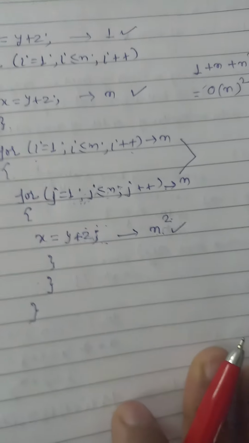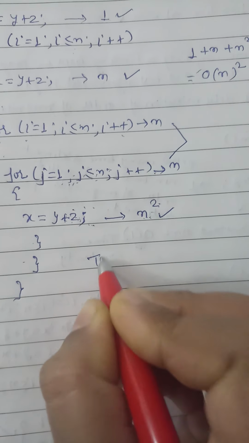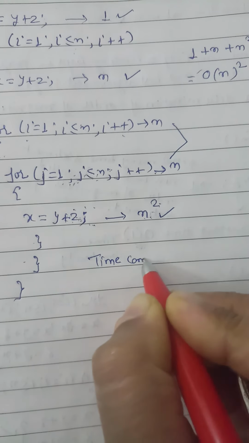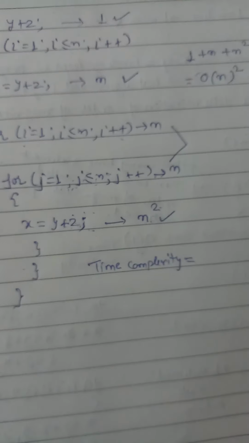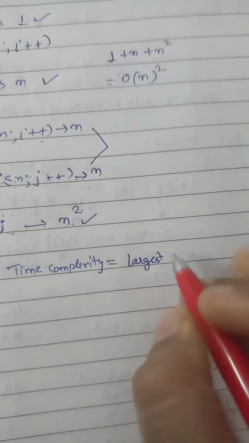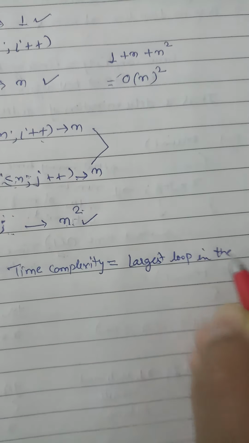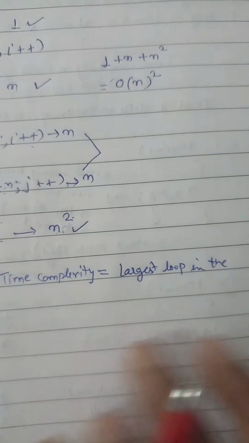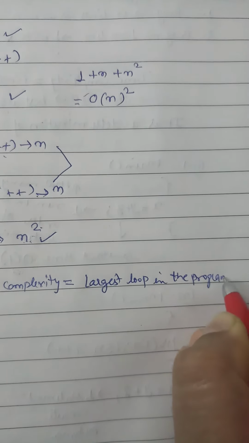So we can say that time complexity is equal to the largest loop in the program.